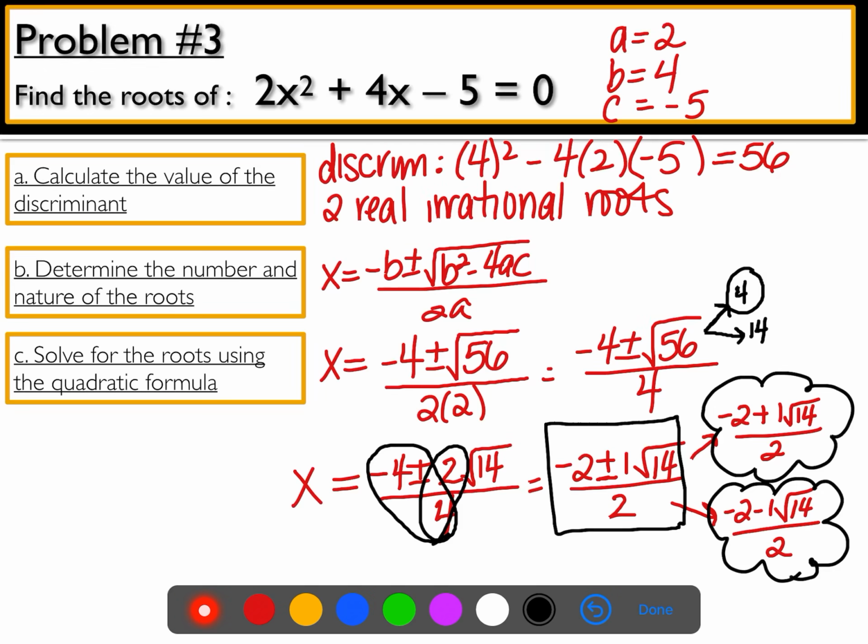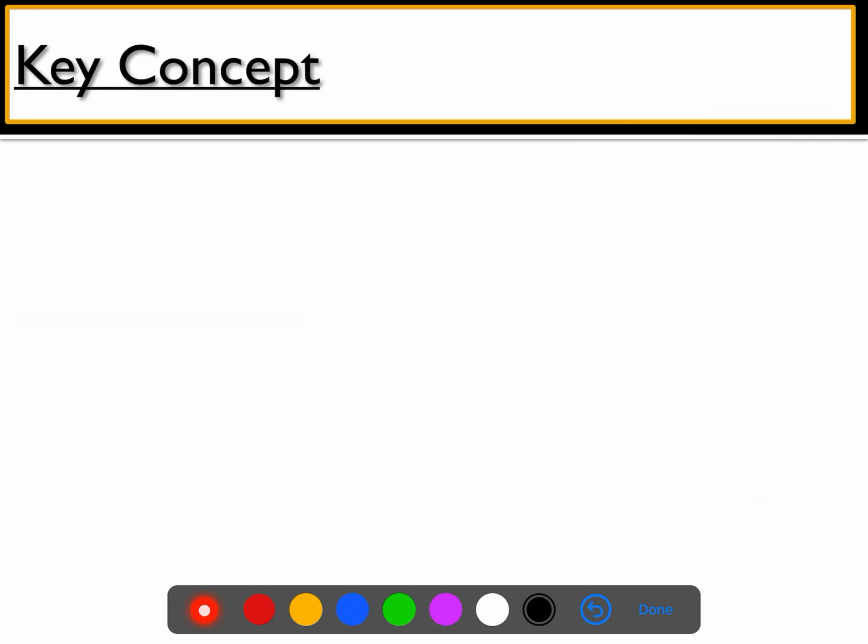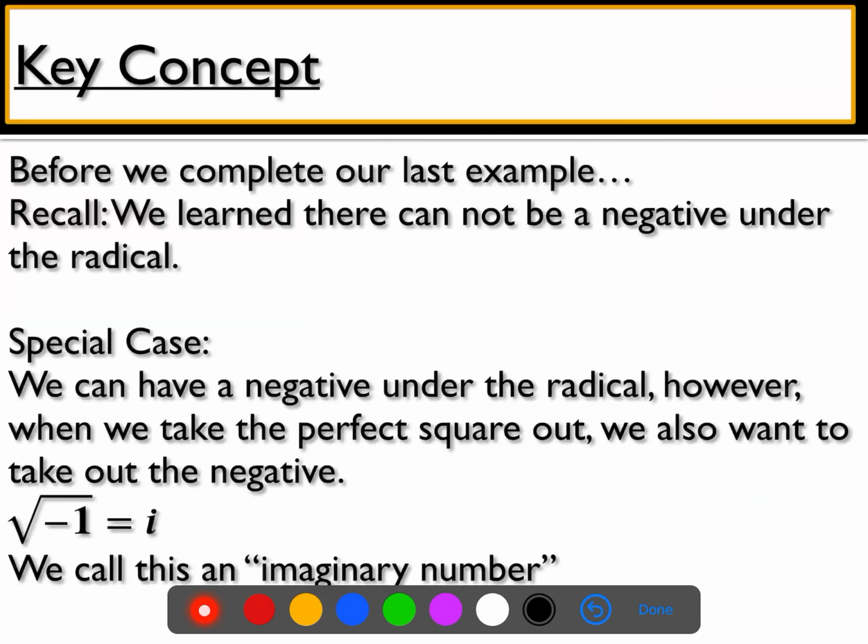So the hard part about problem number 3 here is this step over here with the square root of 56. Okay, we have to make sure we know how to simplify those square roots. Okay, and then reducing, we have to make sure we remember to reduce, number 1. Number 2, use our heart. And number 3, do not reduce inside that square root. All right, we have one more example.